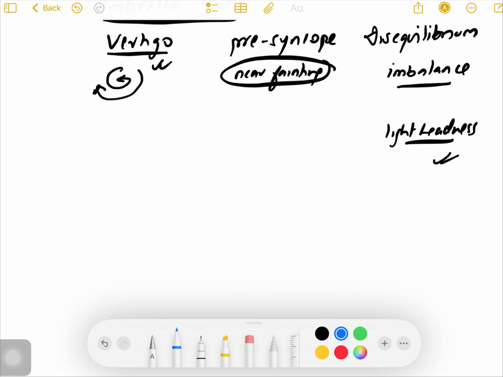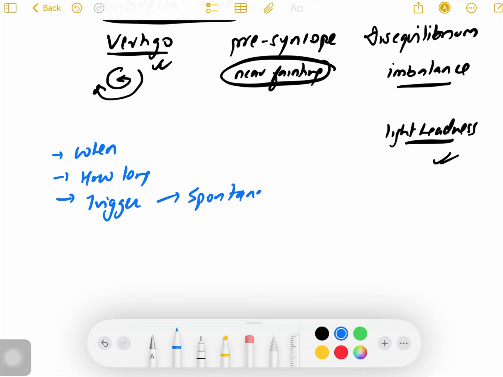After that, we have to take a short history. When did the symptoms start? How long are they lasting? What is the trigger for that? Whether that is spontaneous or not. After this, we'll evaluate the patient. I'll try to give a flowchart which will help you evaluate the patient with dizziness.